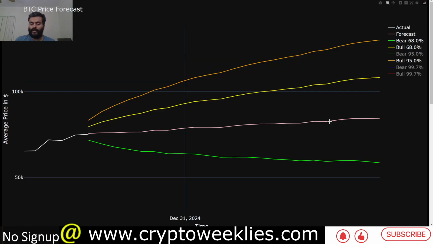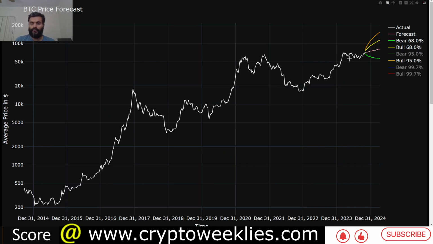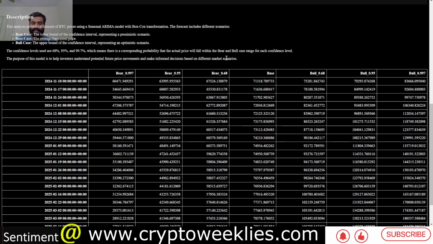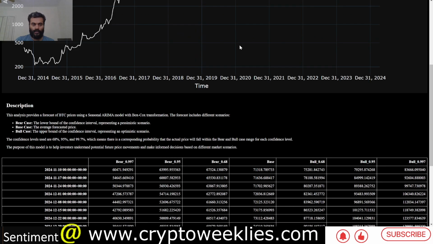In terms of the bear case scenario, that is the 1 standard deviation bear case, if the markets were to correct, the price action would find theoretical support between 56k and about 67k, and week by week these values tend to change. So if you're interested in how these values look week over week, they are available on cryptoweeklies.com on the same chart.